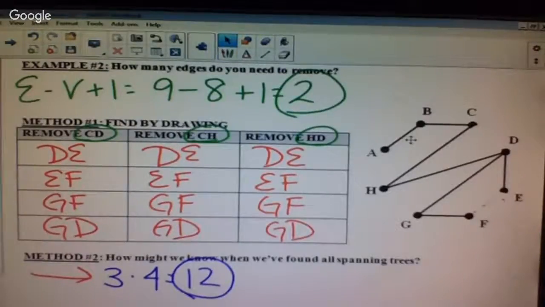So in this one, you're worried about how many options you have in one circuit, and how many options you have in the second circuit. Multiply them together. That'll give you the total options you have all together. So there are 12 different spanning trees in this picture. There's 12 different ways that you can remove 2 lines to create a spanning tree.